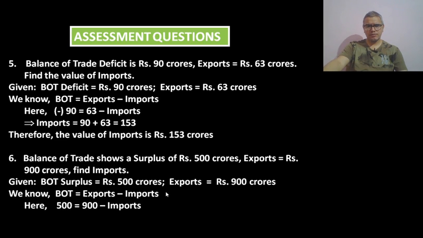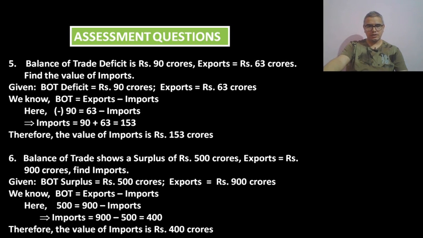And here we replace balance of trade by 500, because it is given as surplus. So we don't have to mention a minus sign or plus sign over here, because it is understood that whenever we write only the value of the balance of trade, it means that it is in positive terms. So 500 equals exports, given as 900, and imports we are asked to find. So here ultimately we find the value of imports as 400, that is 900 minus 500. So the value of imports is rupees 400 crores.